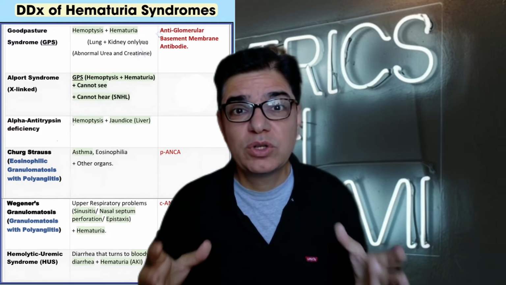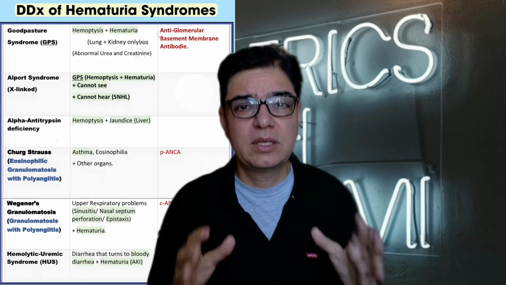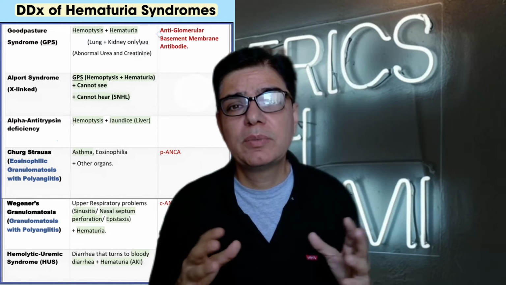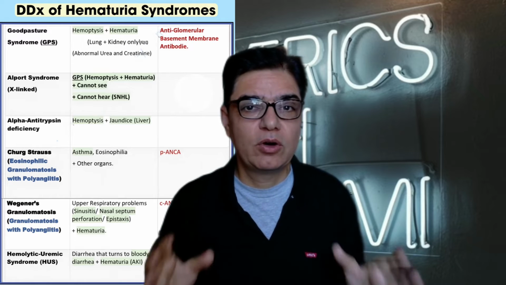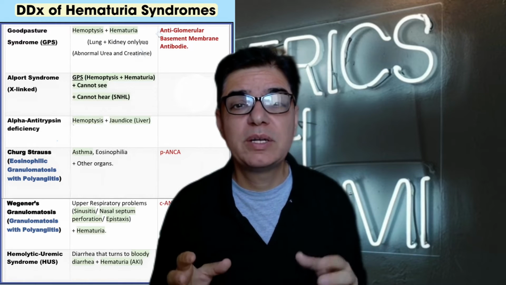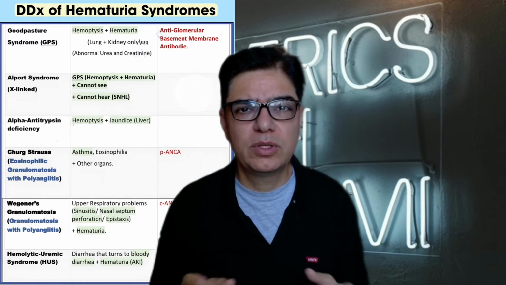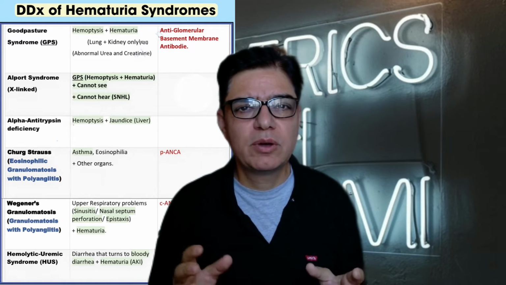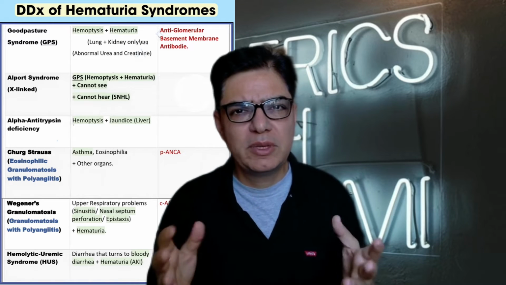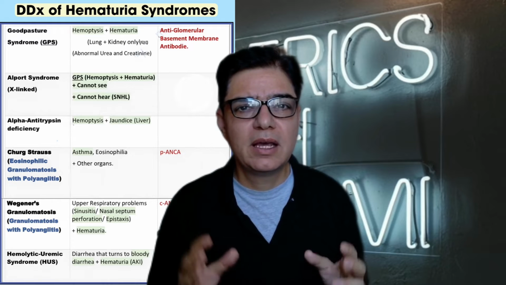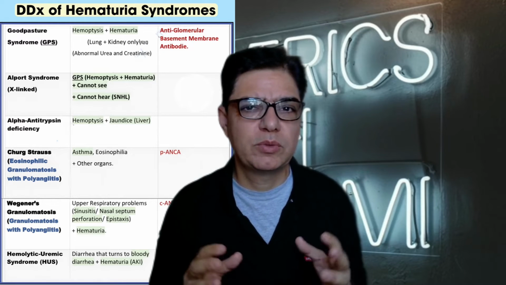Moving on to Churg-Strauss syndrome, which is now called eosinophilic granulomatosis with polyangiitis. The clinical picture usually includes asthma, eosinophilia, and multi-organ involvement, especially kidney. So if somebody has got asthma, viral wheeze, and they have got kidney involvement, you think about Goodpasture, you think about Churg-Strauss syndrome, and it's usually associated with P-ANCA positivity. So P-ANCA is positive.